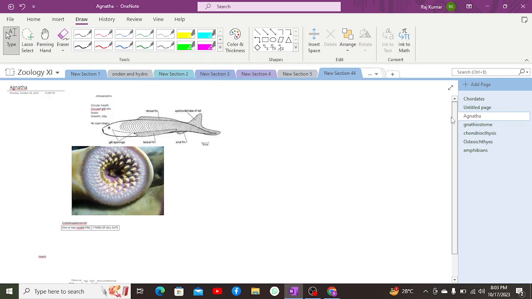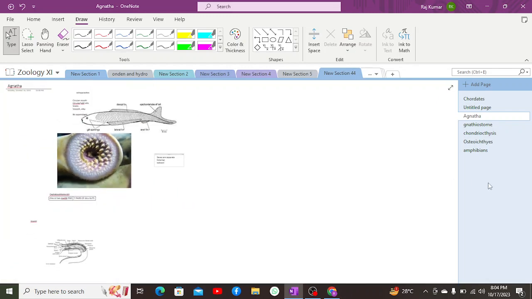Apart from that, Agnatha are having the characteristic that most of the time their sexes are separate. Apart from that, external fertilization occurs, while the development is indirect, as these are having a large number of larval stages. That development is indirect.